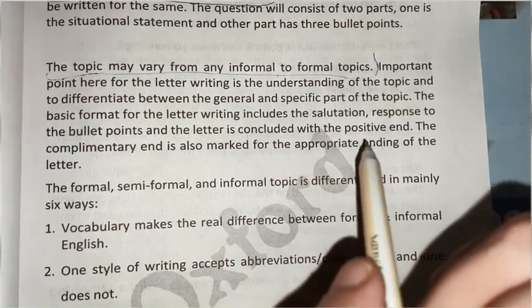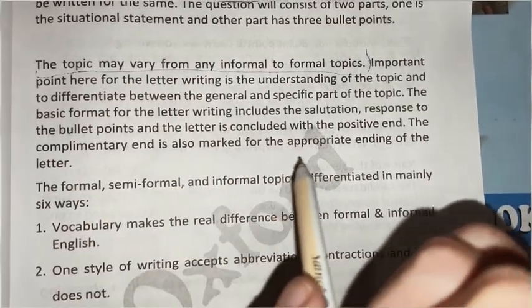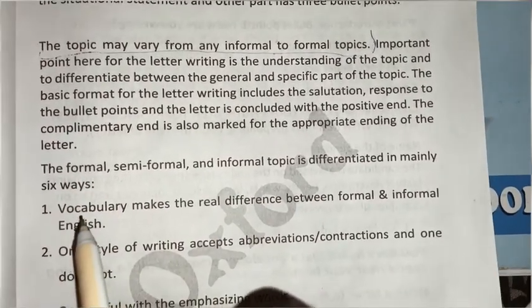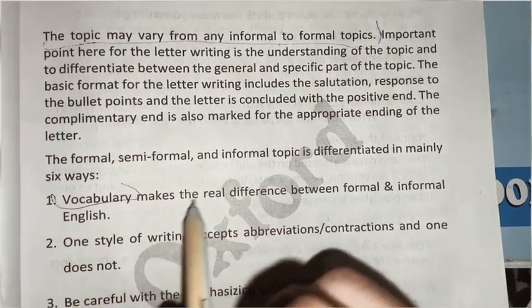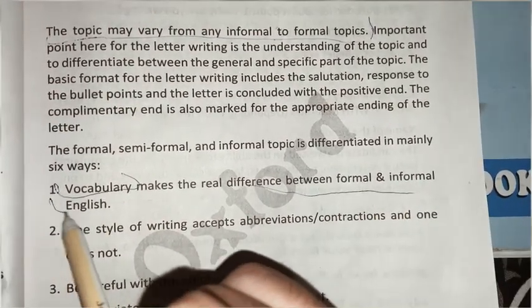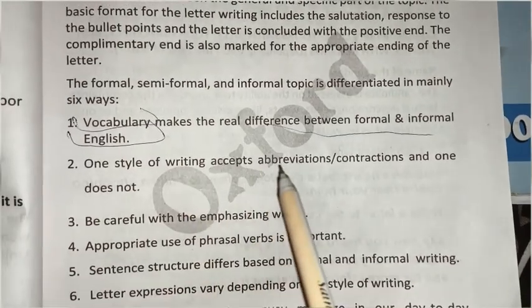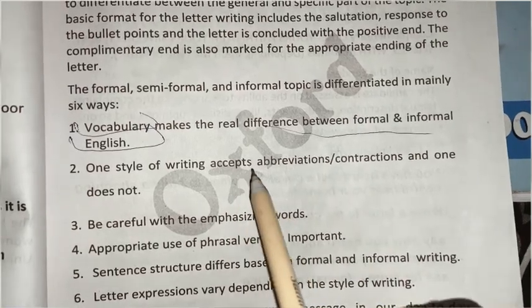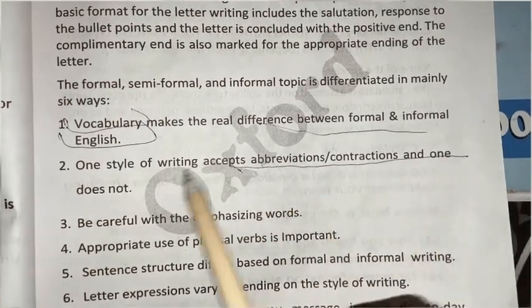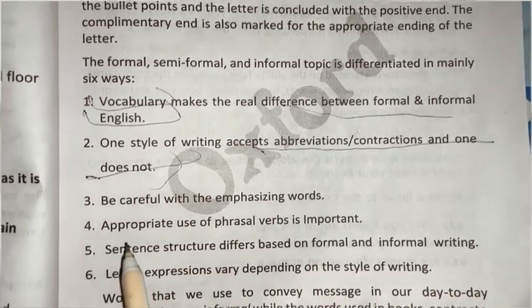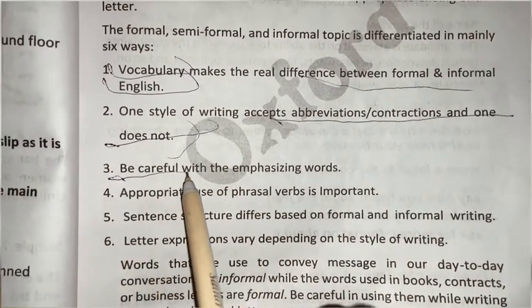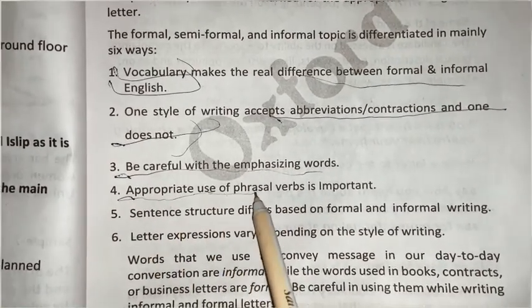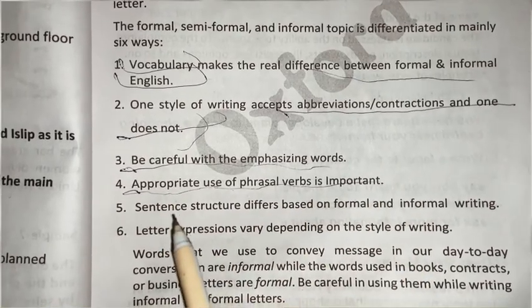The formal, semi-formal and informal topics are differentiated in mainly six ways. Vocabulary makes the real difference between formal and informal English. Also style, writing concept, abbreviations, contractions, and so on. Be careful with the emphasizing words. There is also a sentence structure that differs between formal and informal writing, as I have already informed you, so you need to make a difference between both of these letters.